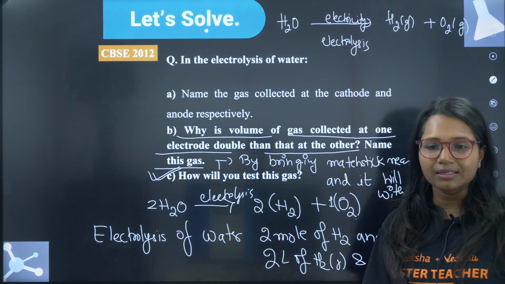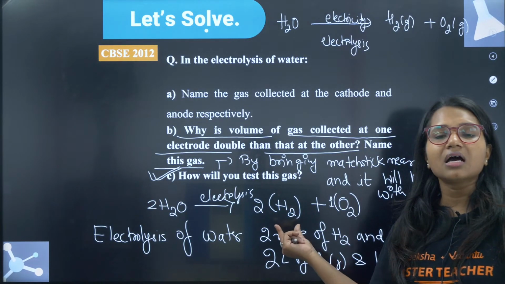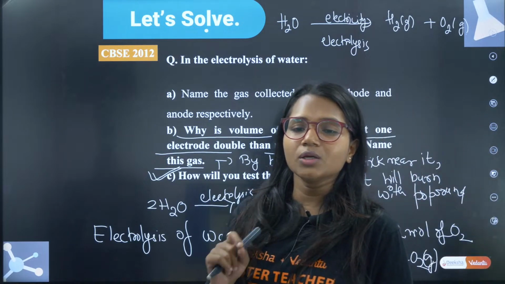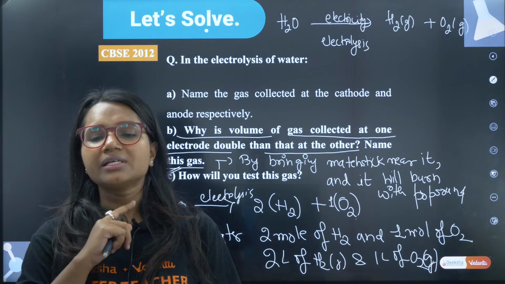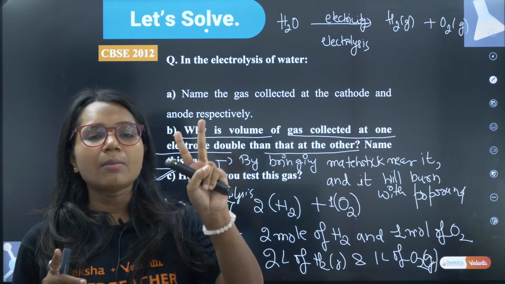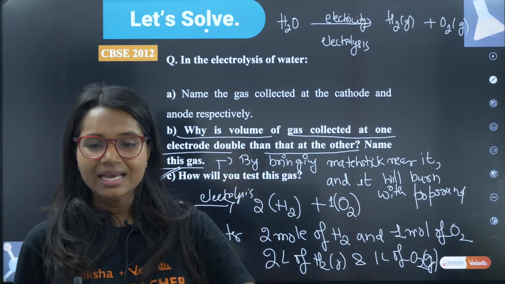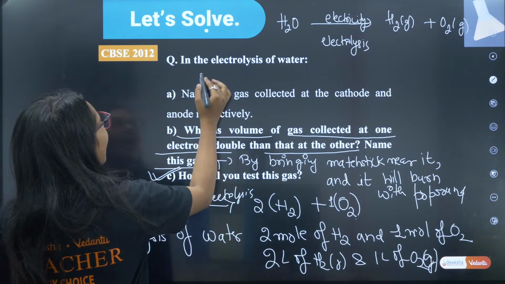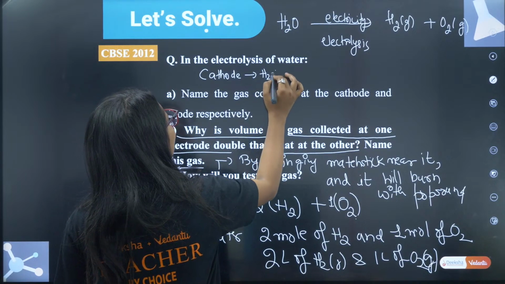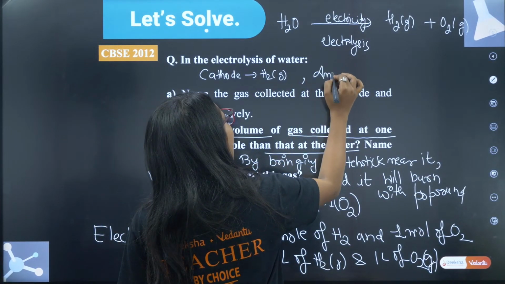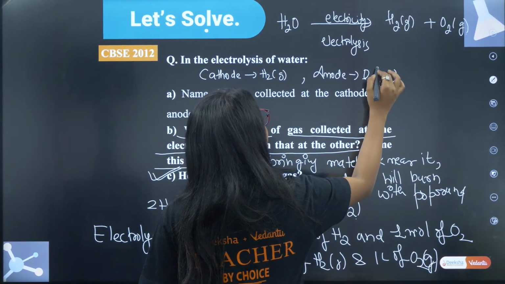Hydrogen or oxygen? Yes, absolutely correct. Hydrogen is double in the amount than oxygen. Very good, Rohit Kulkarni. That's why we are getting double hydrogen gas. So, as you have told me, at the cathode you are going to get H2 gas, and at the anode you are going to get O2 gas. That is also absolutely correct.